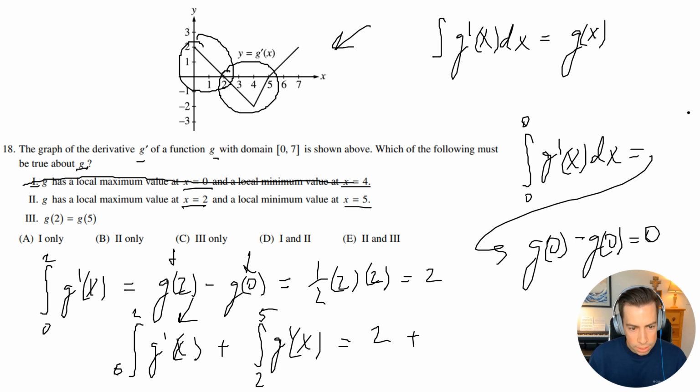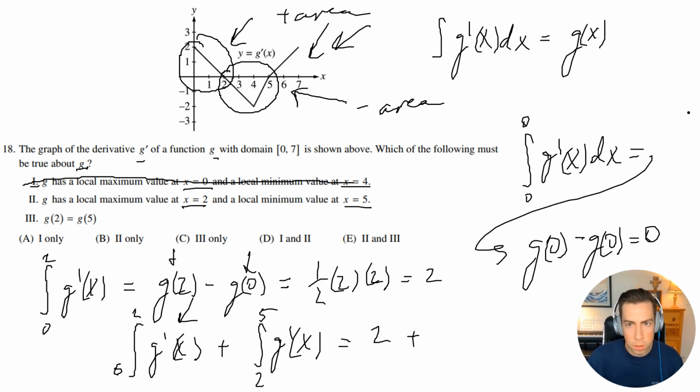And if I look at that, actually, I don't even have to look at anything because I know that this right here is negative area. So because these other two spots right here are positive area, then I know that this has to be the local minimum because we're subtracting away area. So 2, this looks like it should be correct.